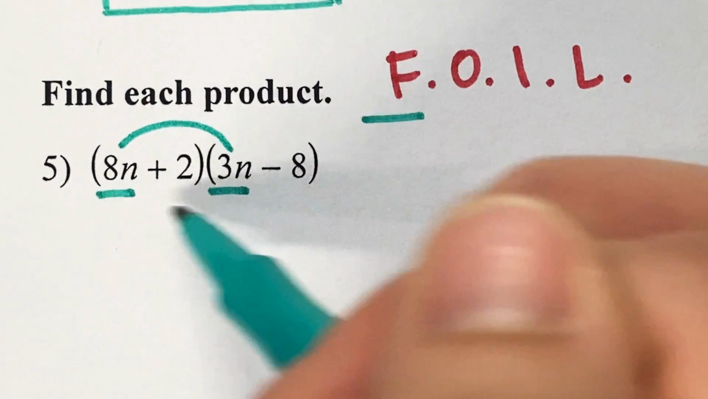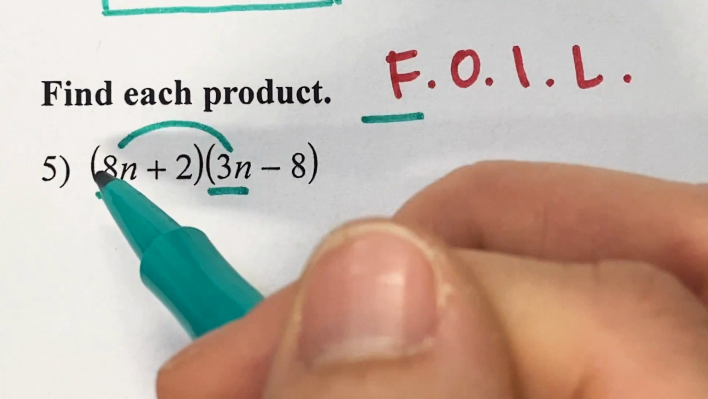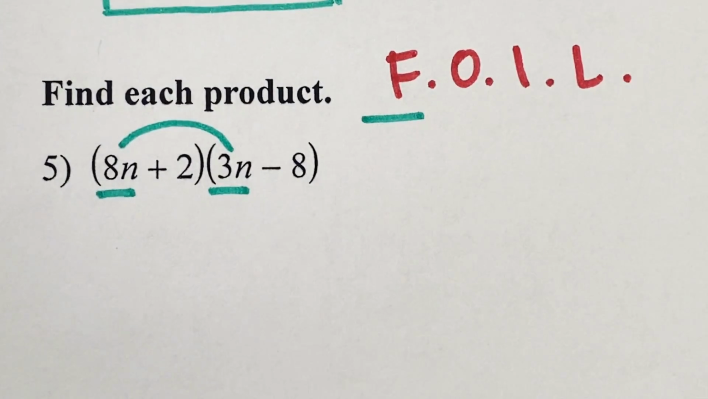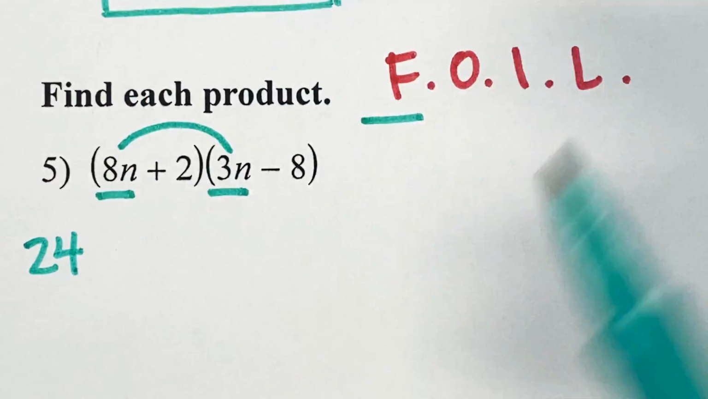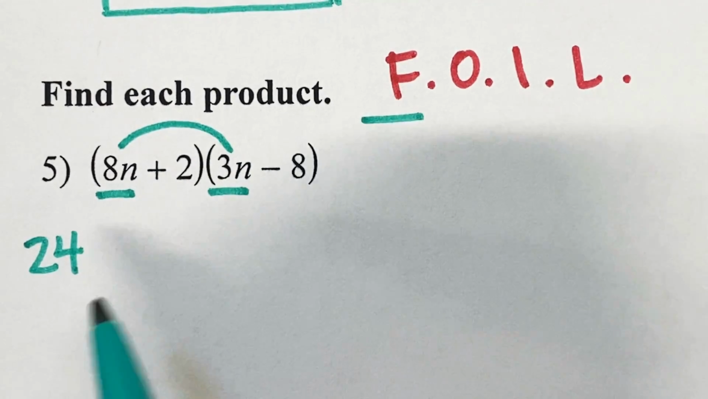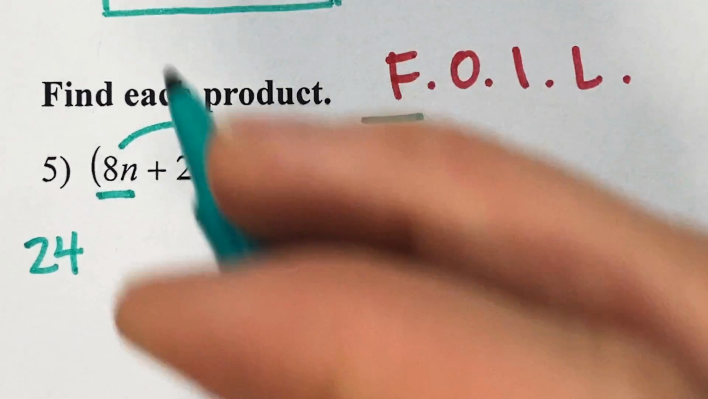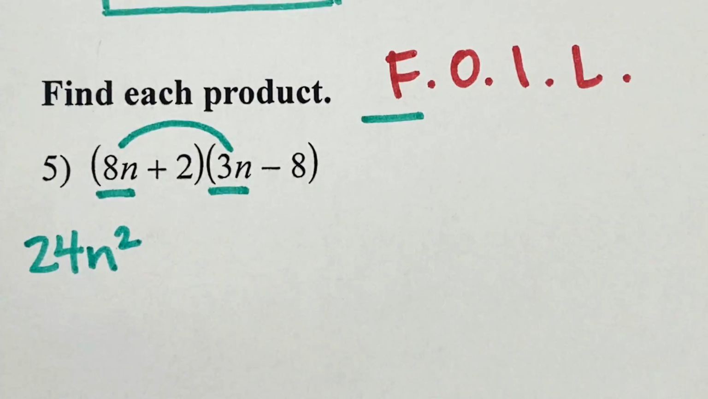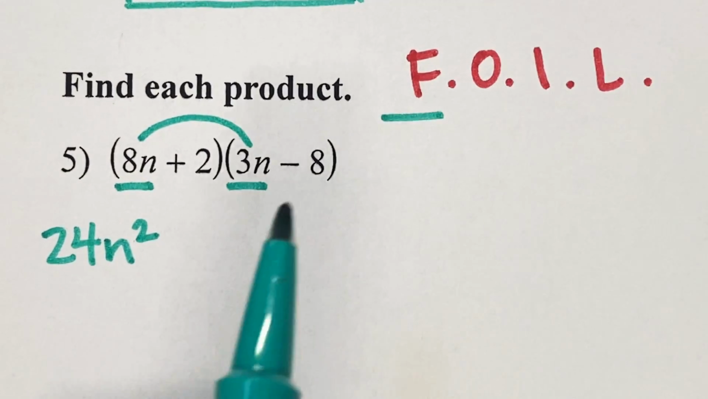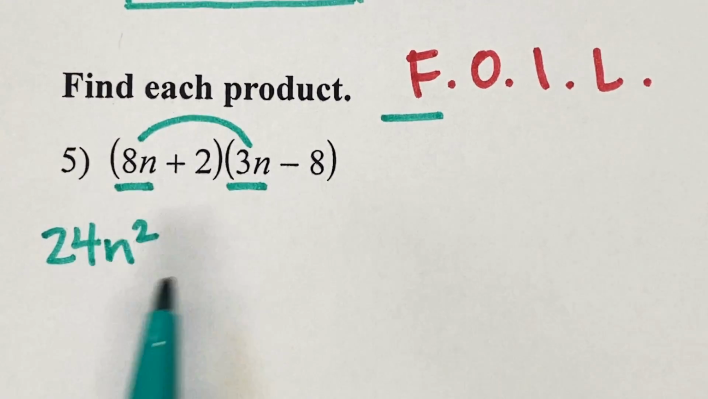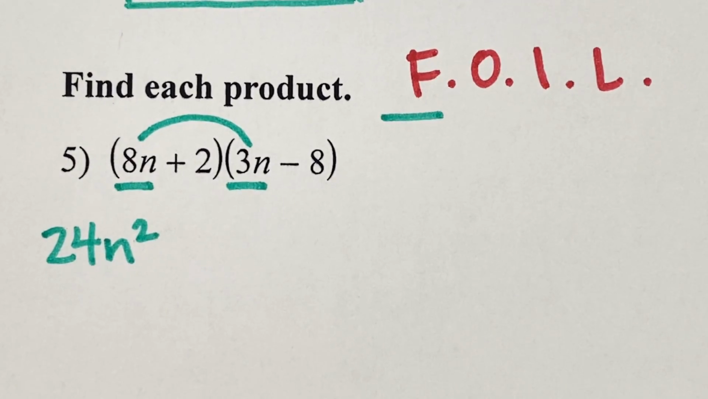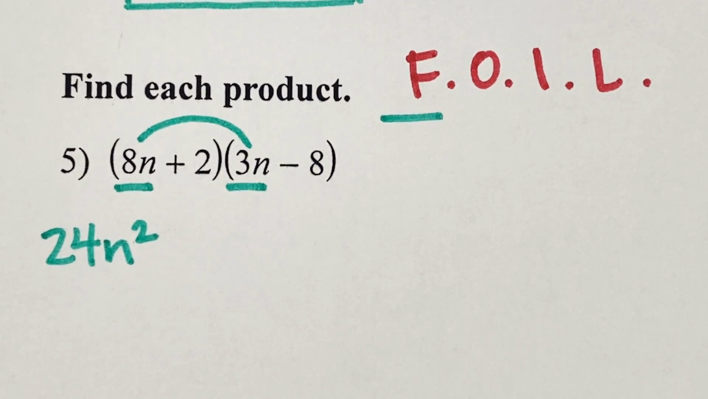What is 8n times 3n? 8 times 3 is going to give us what? What is 8 times 3? That's going to give us 24. But how many n's do I have being multiplied? n times n. What is n times n? It's going to give us n squared. When you're using FOIL, more times than not, you're going to get something squared. n squared, x squared, whatever the variable is, squared. So that was our first term.